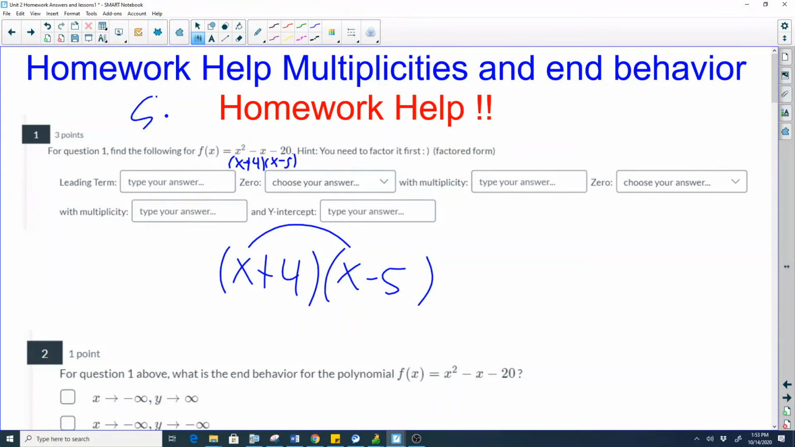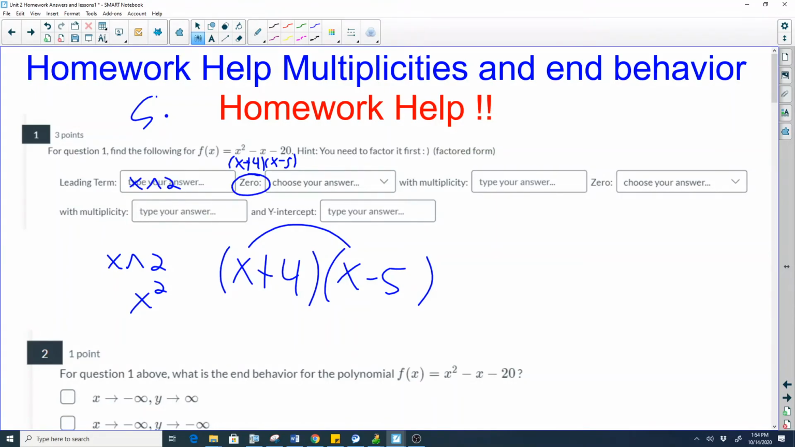So x times x is x squared. That's the leading term. Make sure that you use that little caret symbol, and you're going to have to type it in like this. So x squared is represented by that. There you go. And that's the leading term.